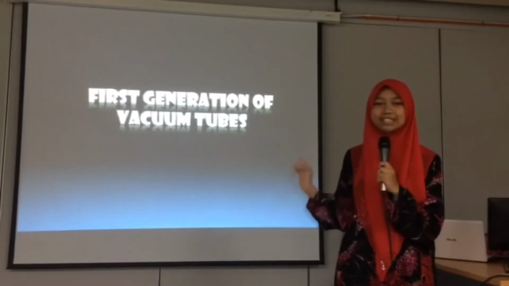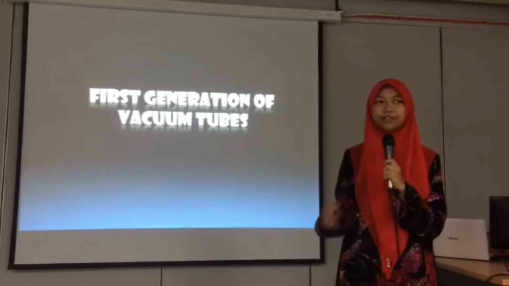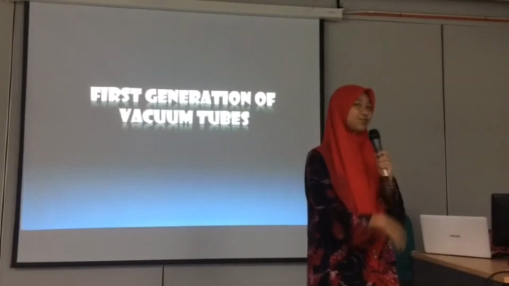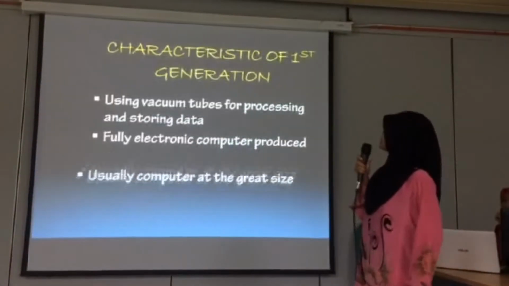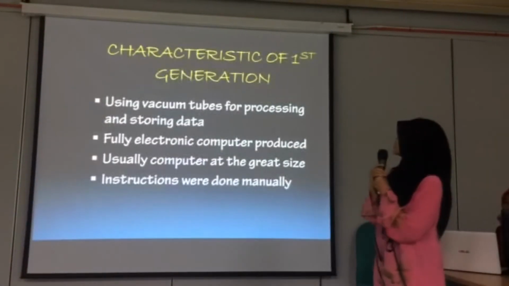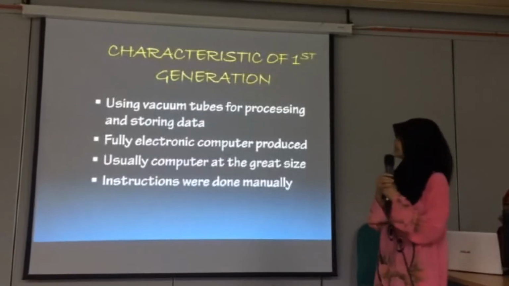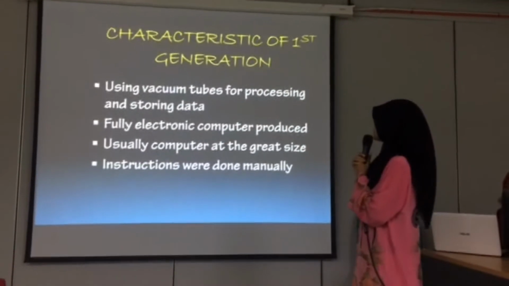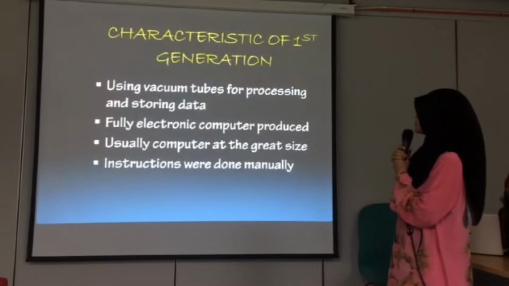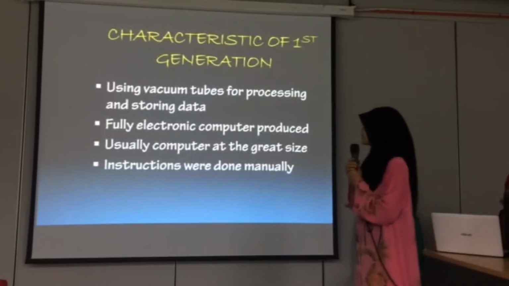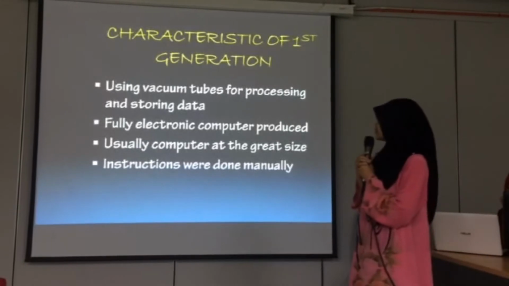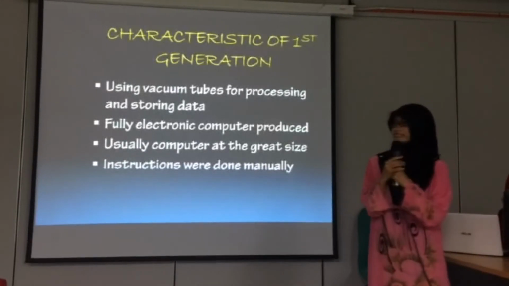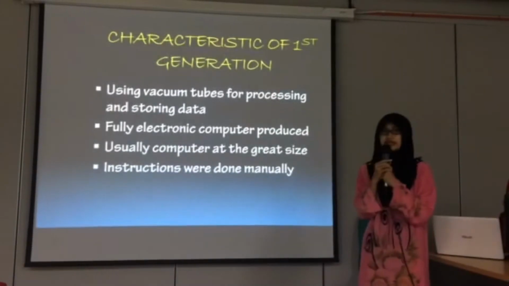So for the first slide, which is the characteristics, we will take turns to explain about it. Okay, for the first one, we would like to present the characteristics of the first generation. Using vacuum tubes for processing and storing data. Fully electronic computers were produced. Usually the computers were grid-sized and instructions were done manually.